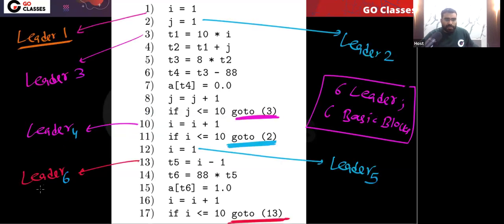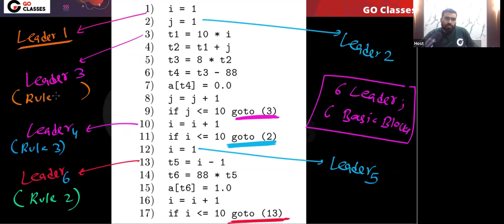For example, here let me write leader number 6. This is a leader because of which rule? Because this is a target of a jump instruction. Yes or no? So this is because of rule number 2. Is this clear? And this is because of rule number 3. What about leader 3? Why is this a leader? This is because of rule number 2, because this is a target of a jump instruction.